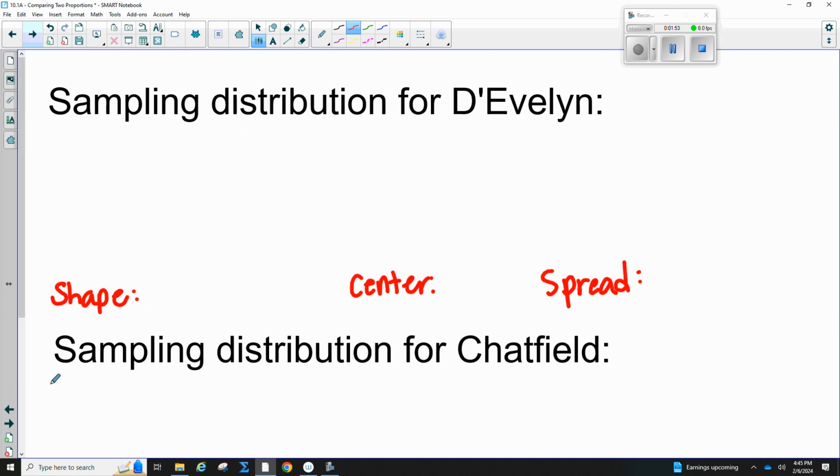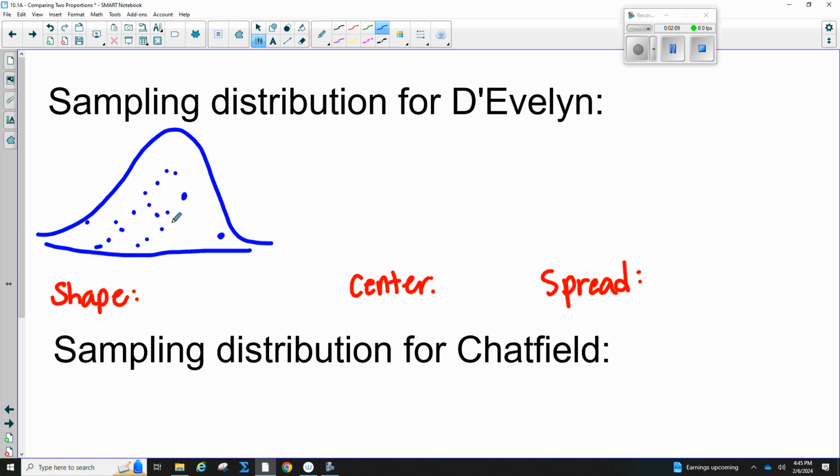Let's first review, let's just look at the sampling distribution for Devlin. You're picturing a dot plot. We take a sample of 100 kids, how many did their homework? And a sample of 100 kids, how many did their homework? Over and over and over again. And right in the middle, we're looking for the center of that sampling distribution, and we call that mu of p hat, the mean of all the little p hats. So the center, mu of p hat for Devlin, we know is going to be equal to 80%, because that's the truth.